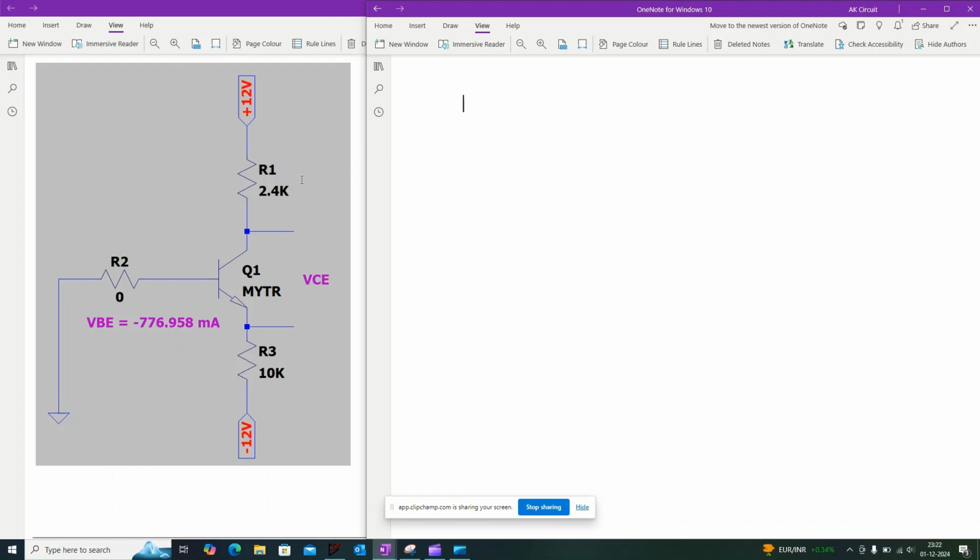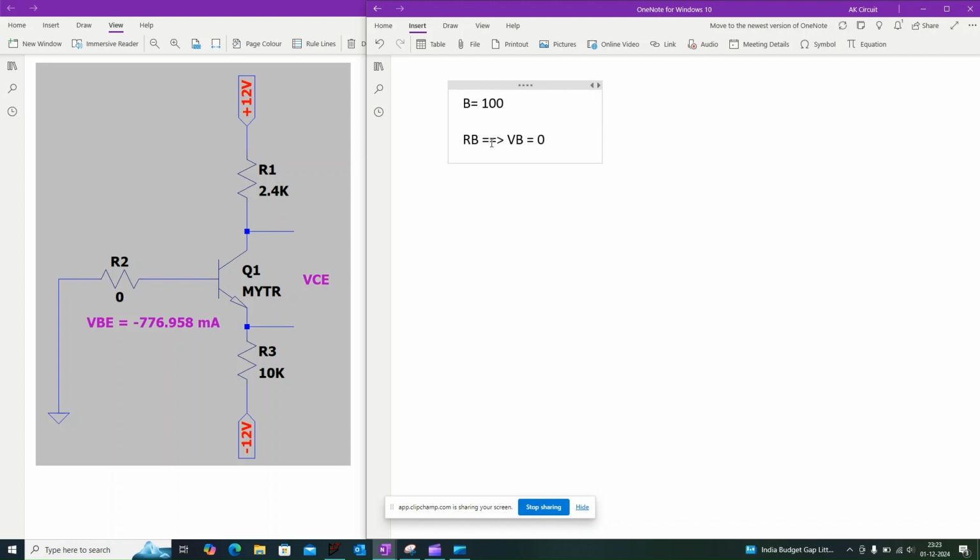And here we are considering the collector resistor as 2.4 kilo ohm, emitter resistance as 10 kilo ohm. The value of the current gain of the transistor is 100, that is beta equal to 100. If you see the circuit, this is the two supply emitter bias configuration. If we assume the base resistance RB is very small, then the voltage at the base will be 0 volt, that is VB is equal to 0 volt.